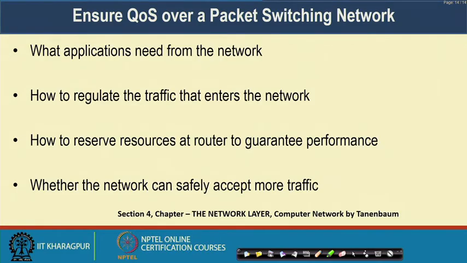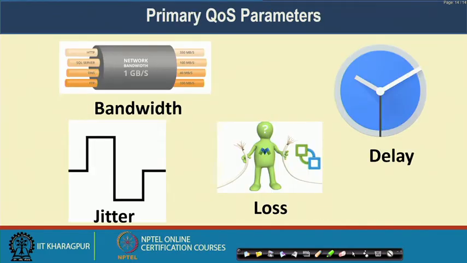dedicated resources to ensure certain classes of quality of service, and whether the network can safely accept more traffic while not violating the quality of service of the existing traffic. So, the primary quality of service parameters that we have already seen, there are 4 such parameters: the bandwidth, delay, jitter and loss.